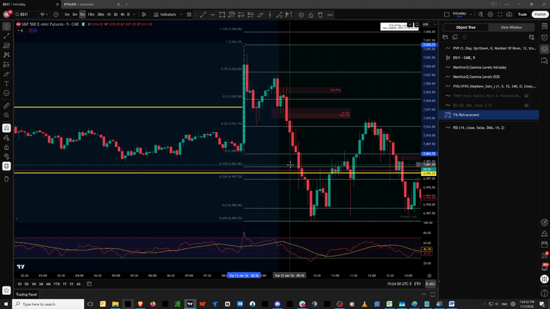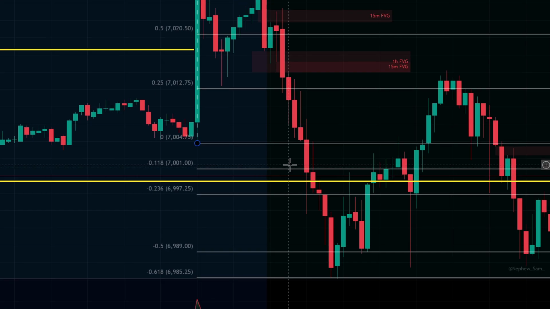Let's zoom in here. Here's the 118. Signet calls it the 111 because it's just funny to say. It's technically the 118, whatever. But at any rate, it broke here. Here's the 236. It came down, not all in the same candle, but the question is, did it turn around and go back inside the box? No.